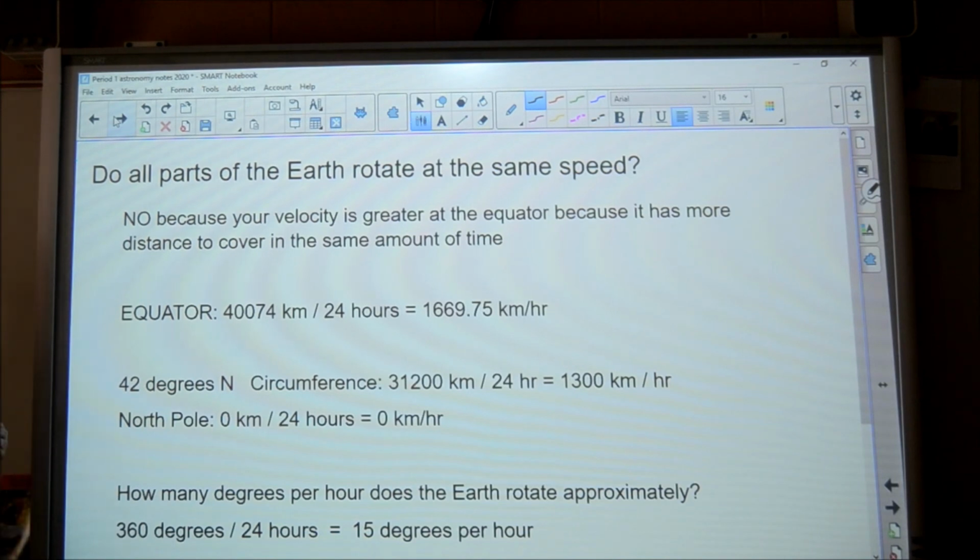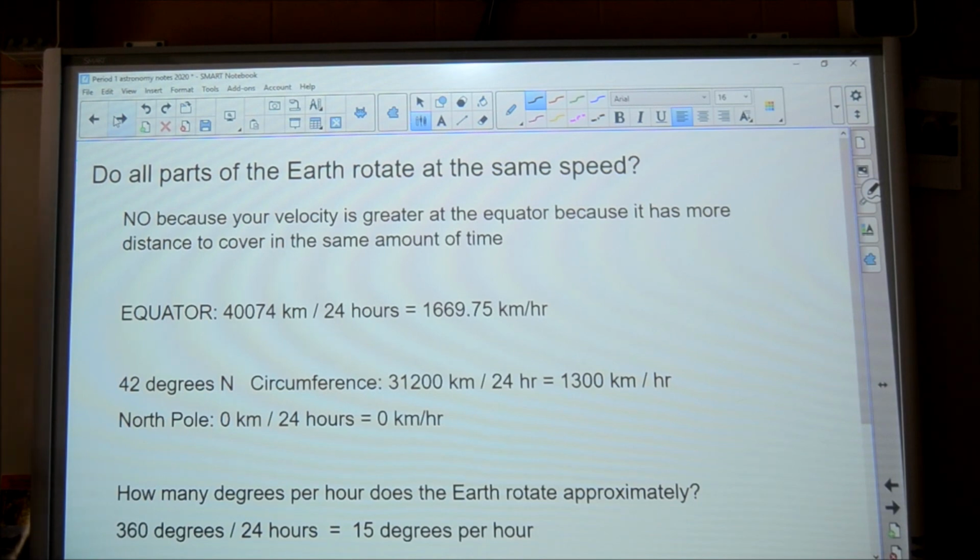So if I look at the equator, remember we talked about what the circumference was: 40,074 kilometers in approximately 24 hours. Doing the math, it is rotating at 1,669.75 kilometers every hour. If I come up to New York State around 42 degrees north, its circumference is 31,200 kilometers. If I divide it by 24 hours, that's going 1,300 kilometers per hour.